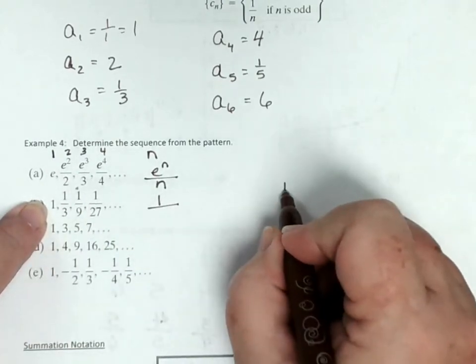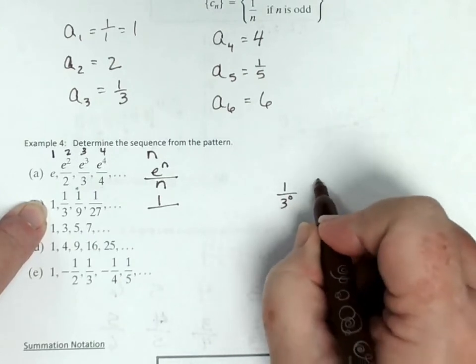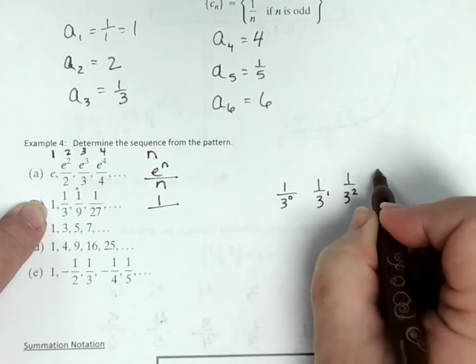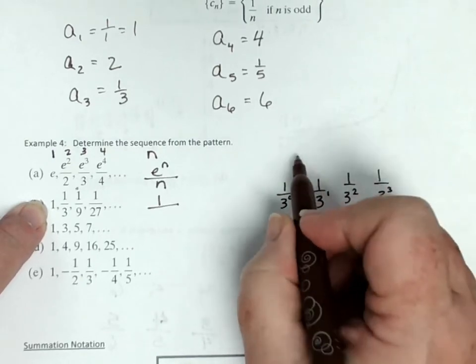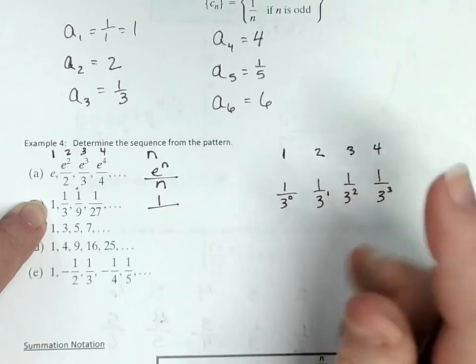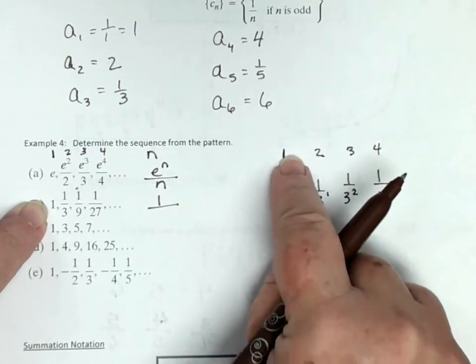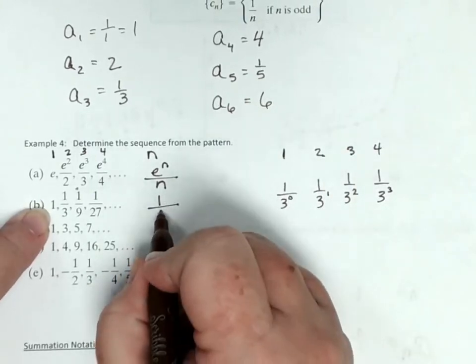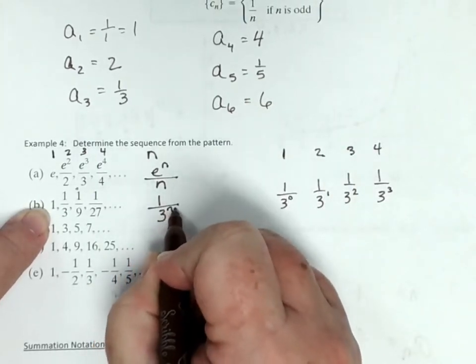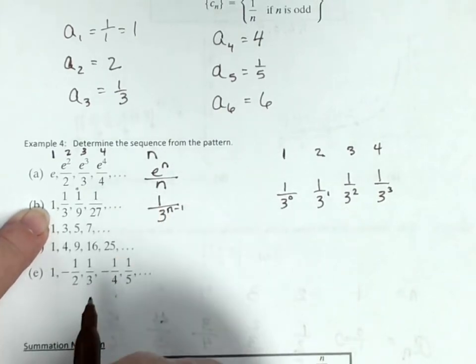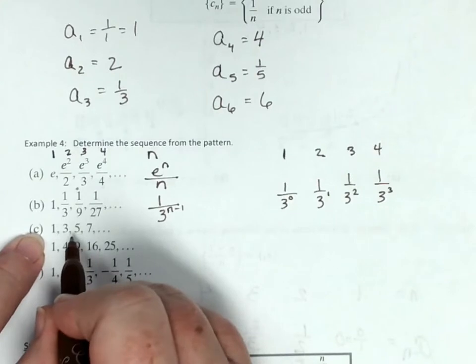Watch this. Let me write it. 1 over 3 to the 0, 1 over 3 to the first, 1 over 3 to the second, 1 over 3 to the third. But this was the first term, second term, third term, and fourth term. This is always 1 less than the term number. So the bottom is going to be 3 to the n minus 1 because it's always 1 less than whatever one you're on.